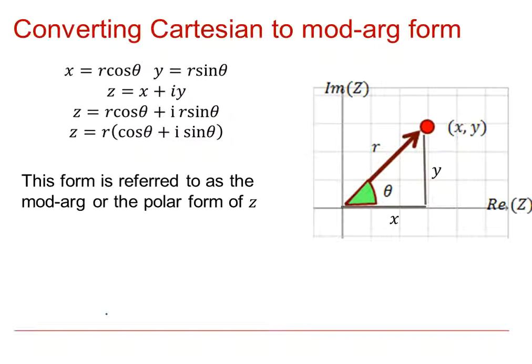So now we're in a position to convert Cartesian to modulus argument form. We've seen that the x coordinate is r cos theta, the y coordinate is r sin theta, and z in Cartesian form is just x plus iy. So we can replace x with r cos theta, we can replace y with r sin theta, and usually we take out r as a common factor to get z equals r bracket cos theta plus i sin theta. When using this modulus argument form, you need to make sure that r is a positive value. Cos theta comes first, make sure there's a plus sign, i, and then the sin theta part of the answer. And this is called the modulus argument form, or the polar form of z.